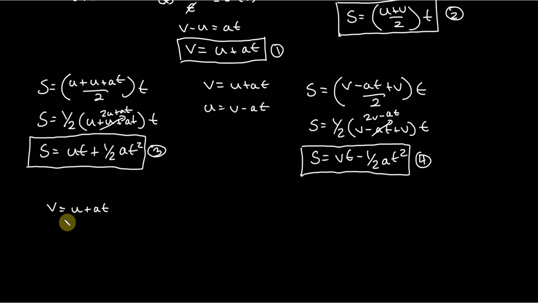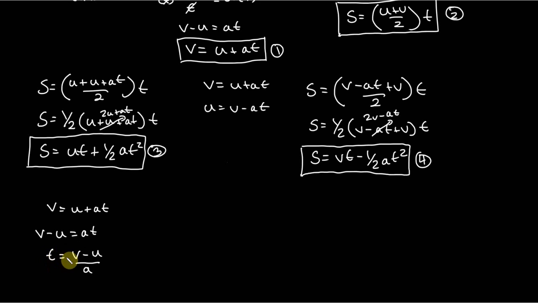is first start by subtracting U from both sides. So we get V minus U equals A T. And now we can just divide by A on both sides here. And so that leaves us with T equals V minus U over A. Did I do that right? V minus U over A. Yeah, okay, I've done that right, I think.